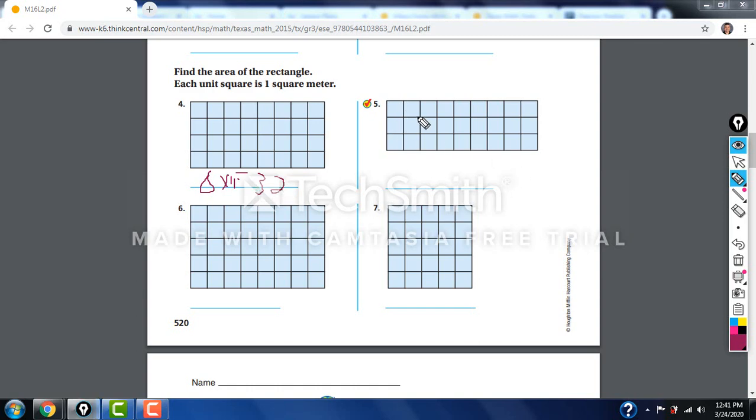And this one, 1, 2, 3, 4, 5, 6, 7, 8, 9 times 3. Your answer here is 27. This one is 1, 2, 3, 4, 5, 6, 7, 8 times 1, 2, 3, 4, 5. Your answer here is 40 square meters. Next one is 1, 2, 3, 4, 5, and 1, 2, 3, 4, 5. 5 times 5 is 25 for this one.